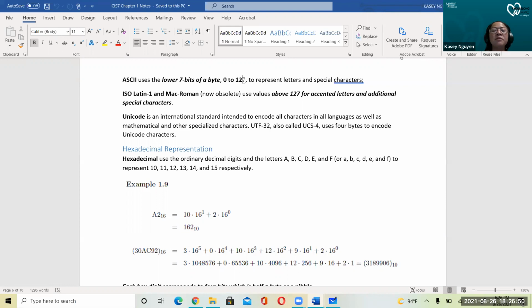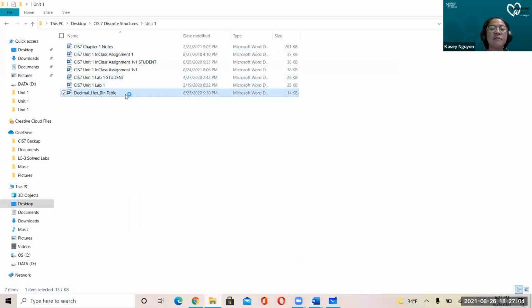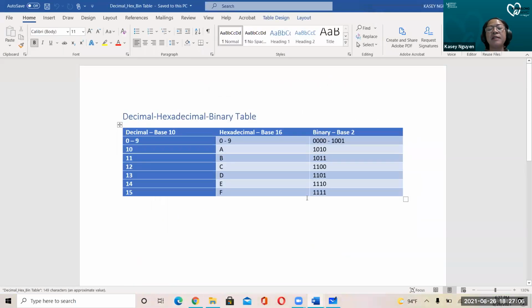So hexadecimal is base 16. We already touched on base 10 and base 2. Now we're going to get into base 16. And I know I put this in your assignments as well, but I'm going to pull it up so you can see. This is a table where you can see the equivalence of a hexadecimal value to a decimal or a binary.